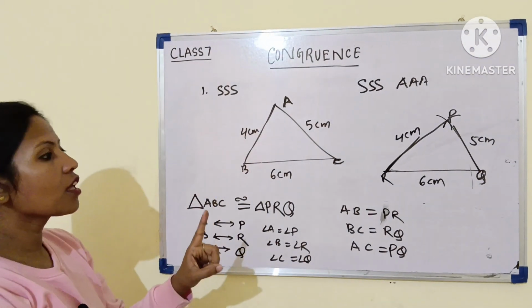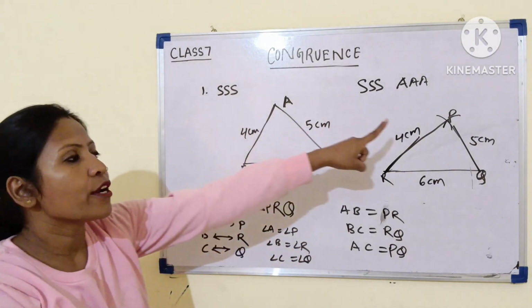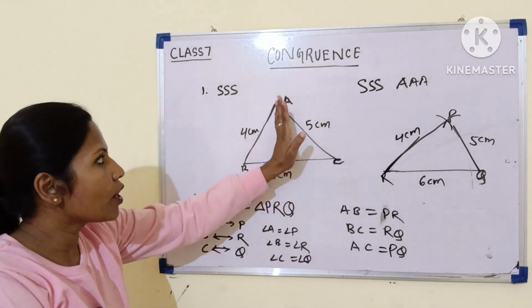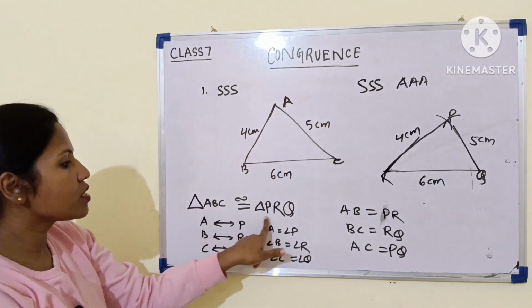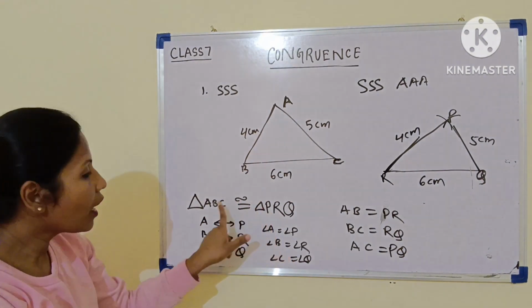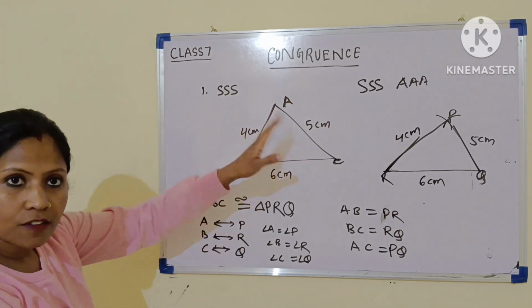First thing, if two triangles are given, please write the corresponding vertices and corresponding sides. Once you have written the corresponding vertices and corresponding sides, then please write the congruency, like this triangle is congruent to this triangle, and order and sequence matter here. That is the first thing.